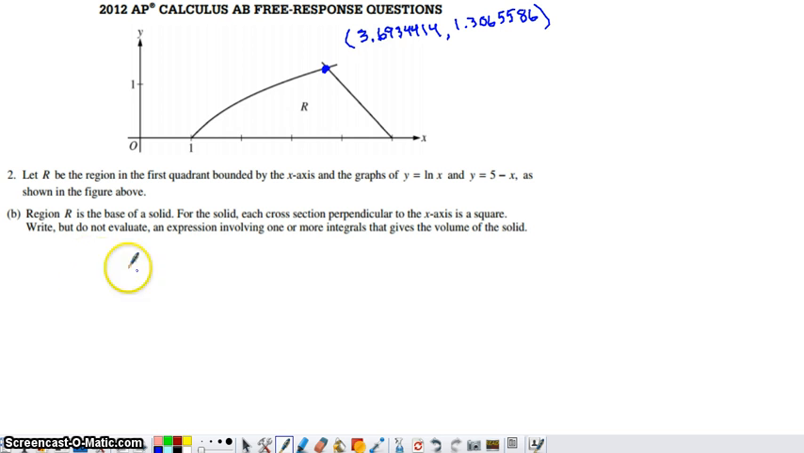But in part B it says the region R is the base of a solid, and for each cross-section of the solid taken perpendicularly to the x-axis, when we remove that we're going to get a square. Write an expression involving one or more integrals that gives the volume of the solid, but do not evaluate, so definitely something you always want to look out for. So the solid has a flat base and it's sitting on region R.